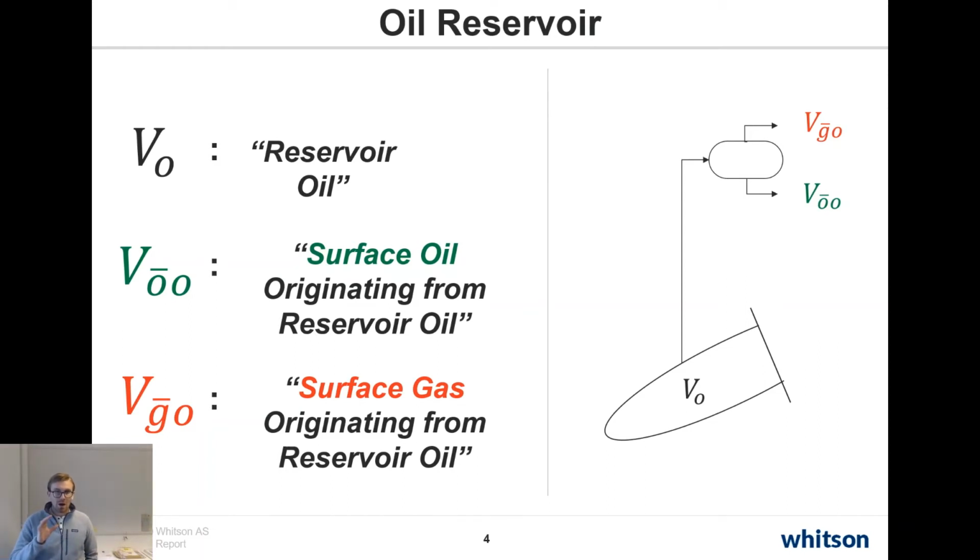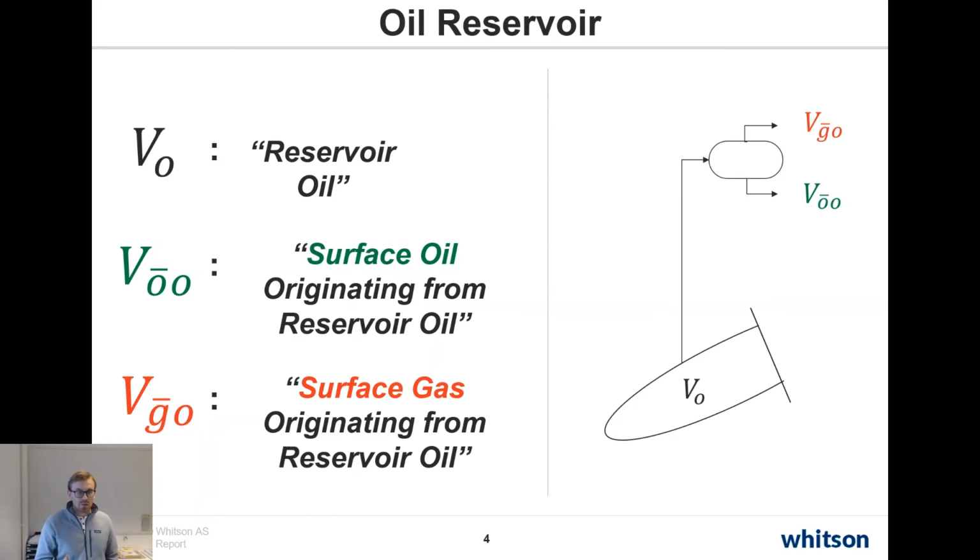So when we talk about a fluid on surface that is liquid at surface, but that is produced or originating from a reservoir oil, we use to note that particular volume as a large V, O hat, O. So it's originating from the reservoir oil. That's what's important.